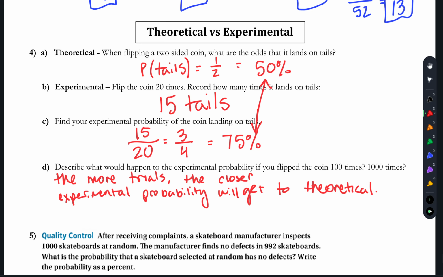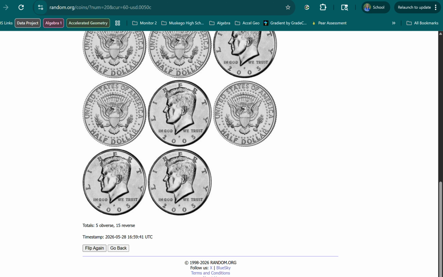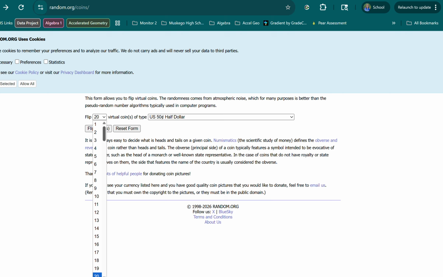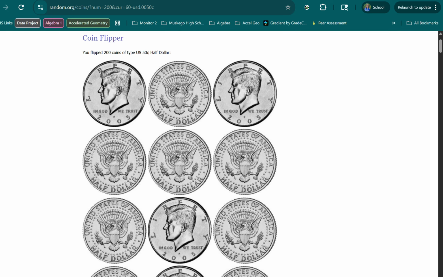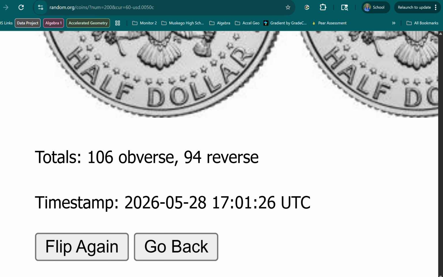Okay, can we try it really quickly? Instead of flipping these 20 coins, let's go back. I'm going to go to its highest setting. I think it goes all the way to 200 if I'm lucky. We're going to have to count 200 coins. Don't worry. All right, I'm going to flip my 200 coins. Oh, there's all the coins. 94 of them ended up being reversed, so let's go ahead and check.